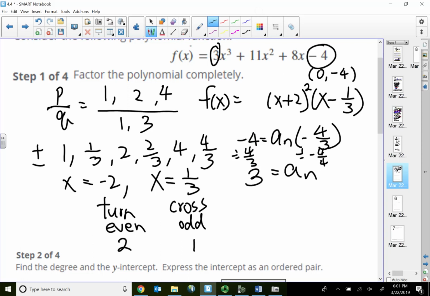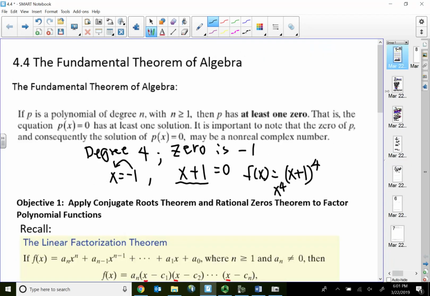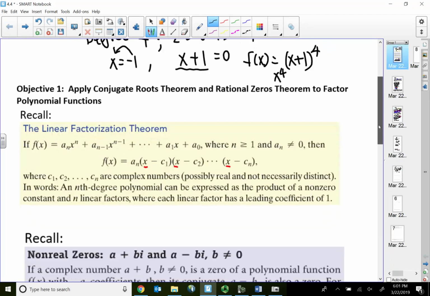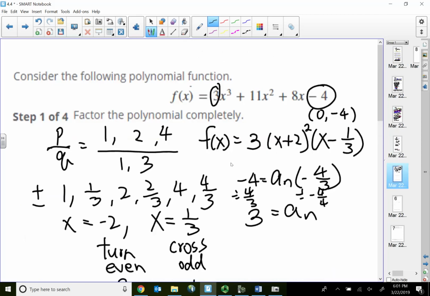So when I need to factor this polynomial completely, I do have a leading coefficient in front of all these parentheses. That matches what we talked about before with the linear factor theorem: the leading coefficient, and all the x's inside the parentheses have to be 1x to the first power. That's what I have here. So I used the y-intercept concept to help us find this leading coefficient.